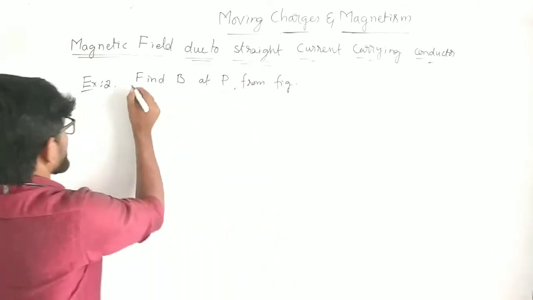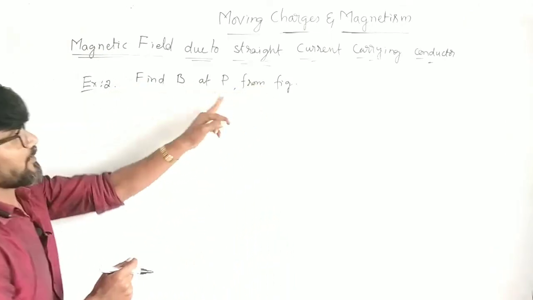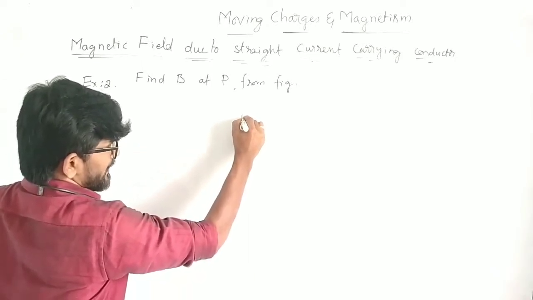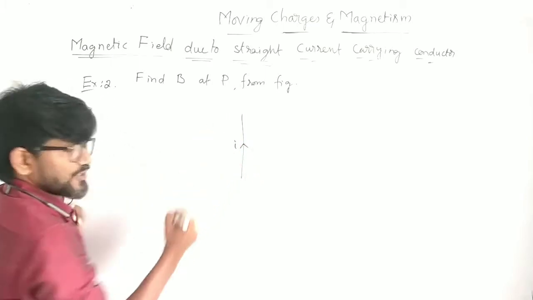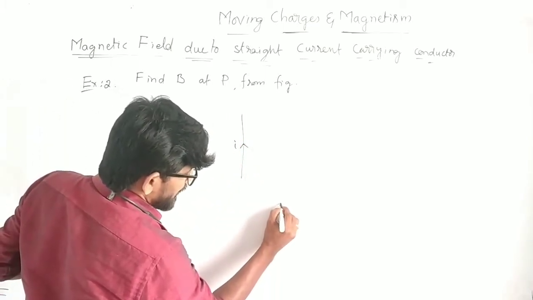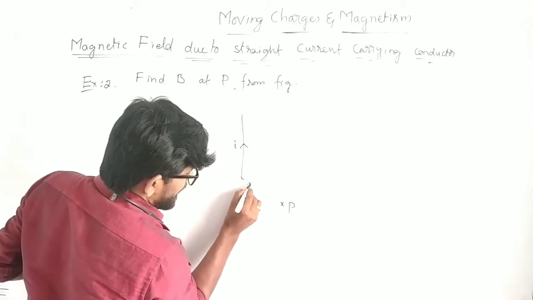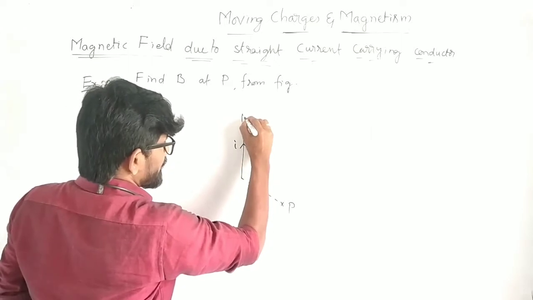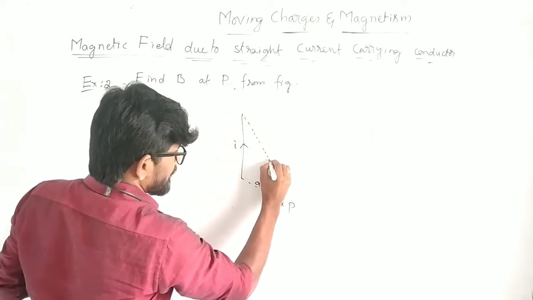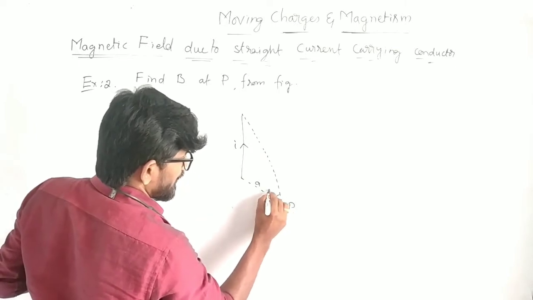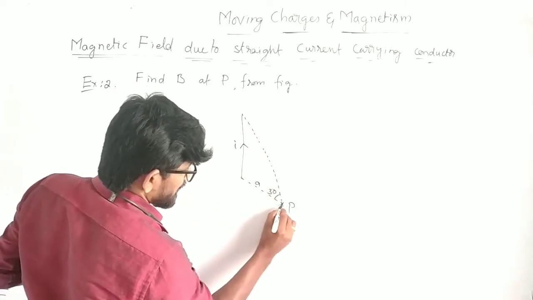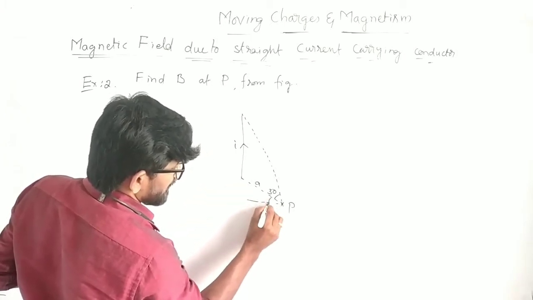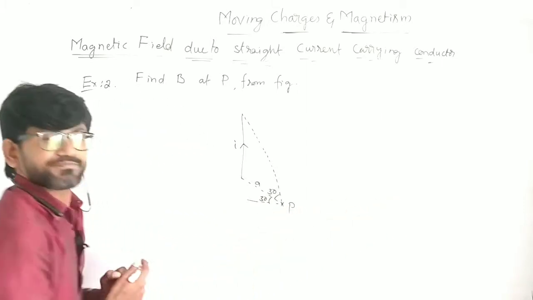So let us see the next example. Find the magnetic field B at a point P as shown in the figure. The figure shows a straight current carrying conductor in which current I is flowing. The point lies at a distance A as shown, so that the line drawn from the top end to the point makes an angle of 30 degrees with this line, and the line drawn from the bottom end to the point makes an angle of 30 degrees with the horizontal. Is it clear?